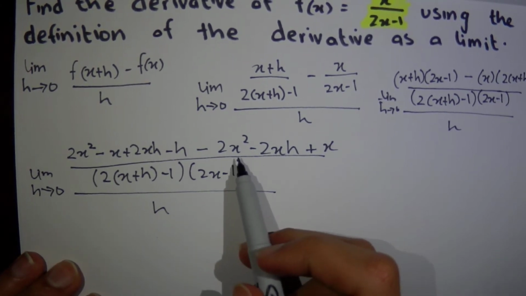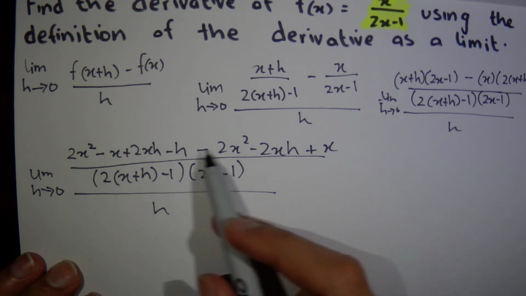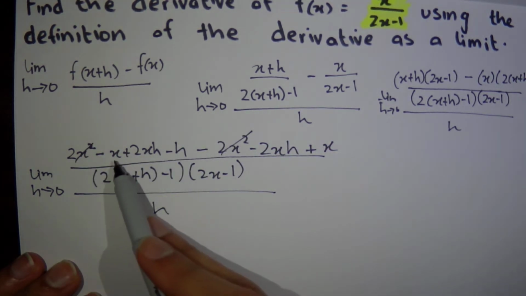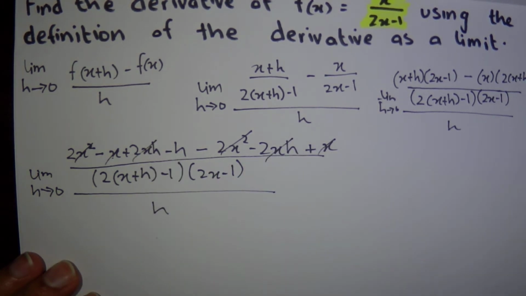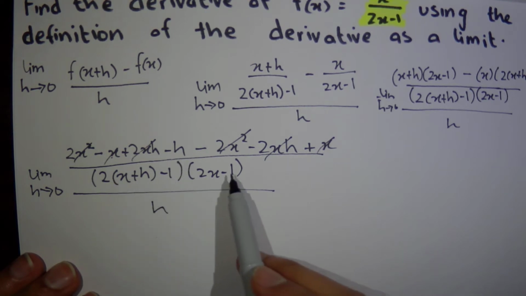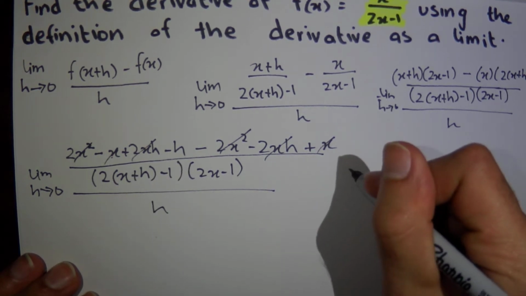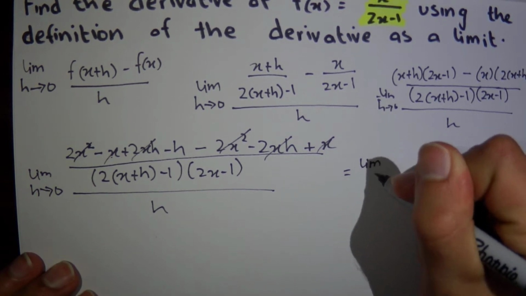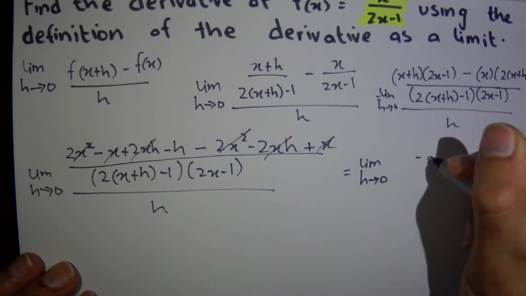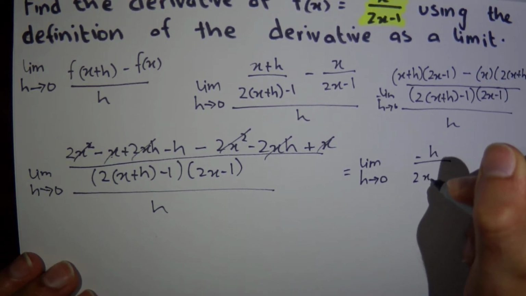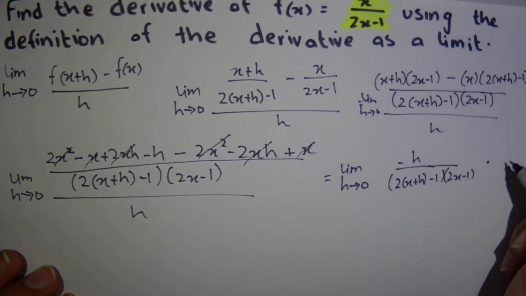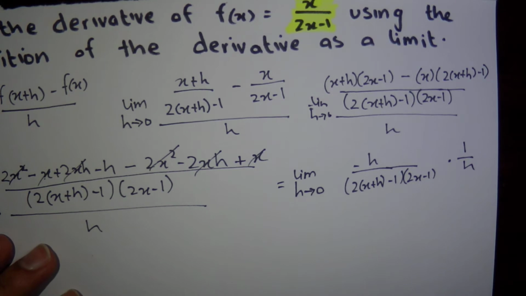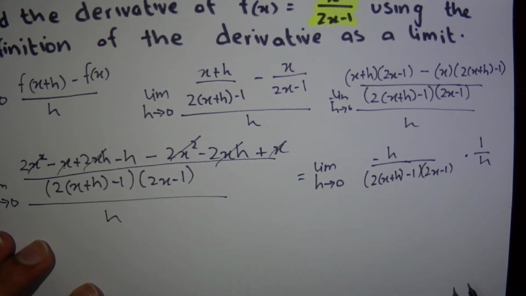So we're left with the numerator, and I can already see quite a few terms canceling. The 2x squared and the negative 2x squared go away. Negative x and the positive x go away. 2xh minus 2xh would give us a 0 again. And we're left with negative h divided by our denominator just as it was, divided by h. Now this is the same as writing the limit as h approaches 0 of negative h over 2x plus h minus 1 multiplied by 2x minus 1, being multiplied by 1 over h. Just taking that denominator and making it look like it's multiplication.